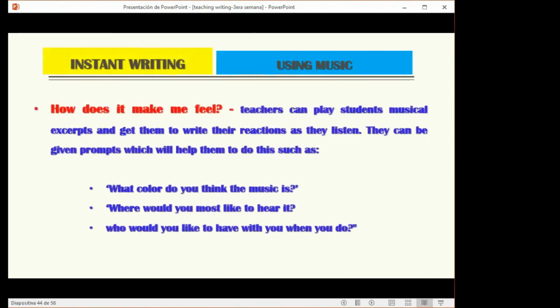Notice here that we are using the music to provoke emotions, how you feel, all right? Reactions. So you could ask these kinds of questions: what color, matching with colors, or where would you most like to hear this music? Who would you like to have with you when you listen to this music? Notice you're asking for reactions, and they can write these reactions.